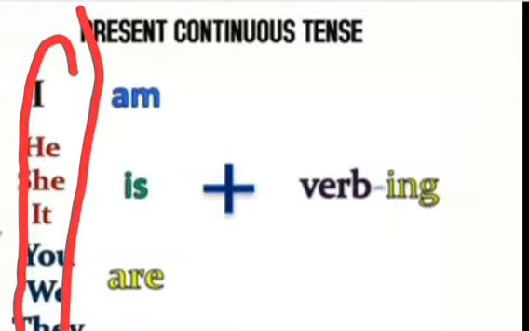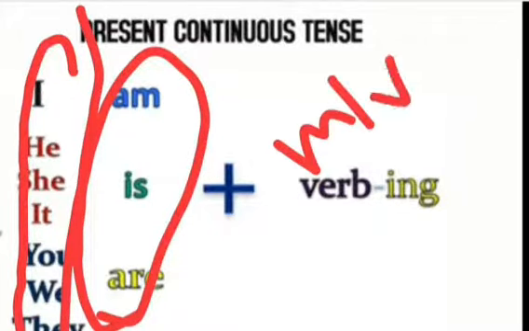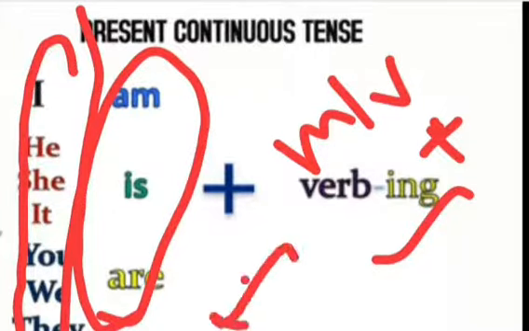Okay, and the structure of present continuous tense is: subject, meaning first person, second person, third person, all are there. Next, be verb: am, is, are. In present continuous tense, we can only use these three be verbs. Next, main verb plus ing. So basically this is the structure of present continuous tense.